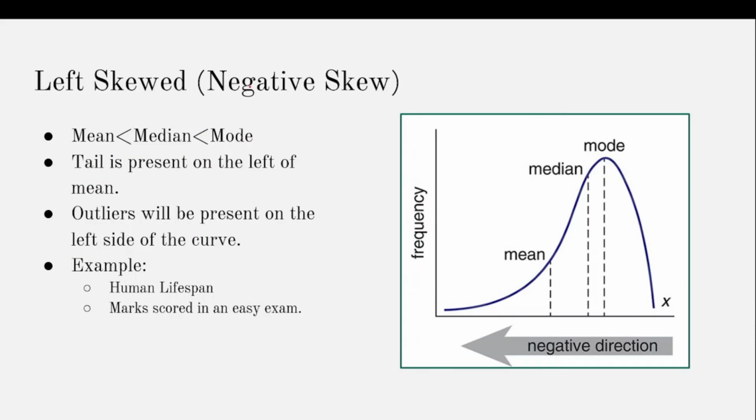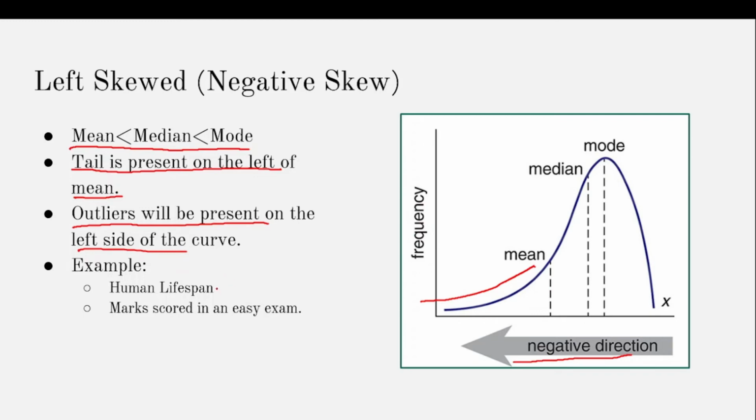Let us see the left skewed or negatively skewed distribution. Unlike a right skewed distribution, for a negatively skewed distribution, the tail is present in the negative direction, or we can say that the tail is present on the left side of the mean. For left skewed, mean is smaller than median is smaller than mode, and the outliers will be present on the left side of the curve because the tail is on the left.